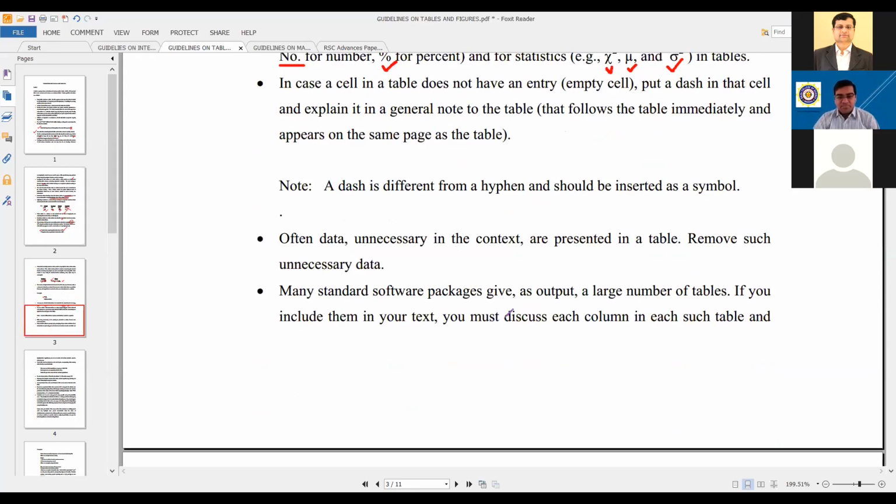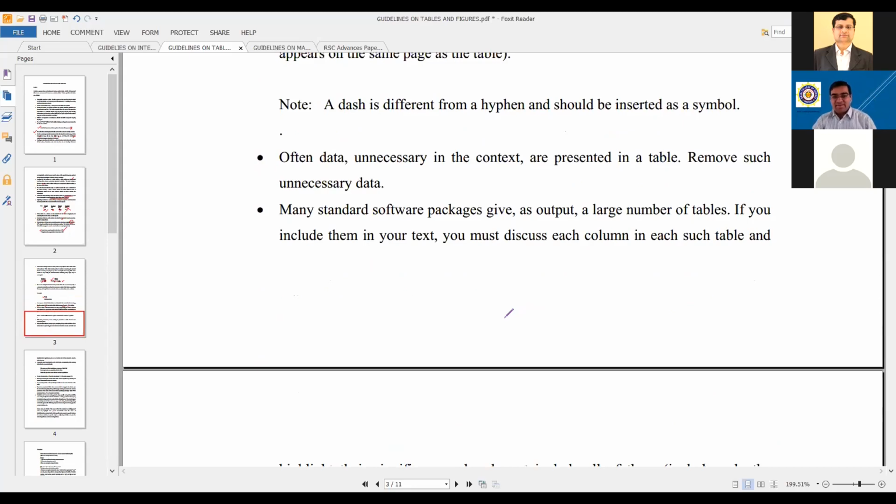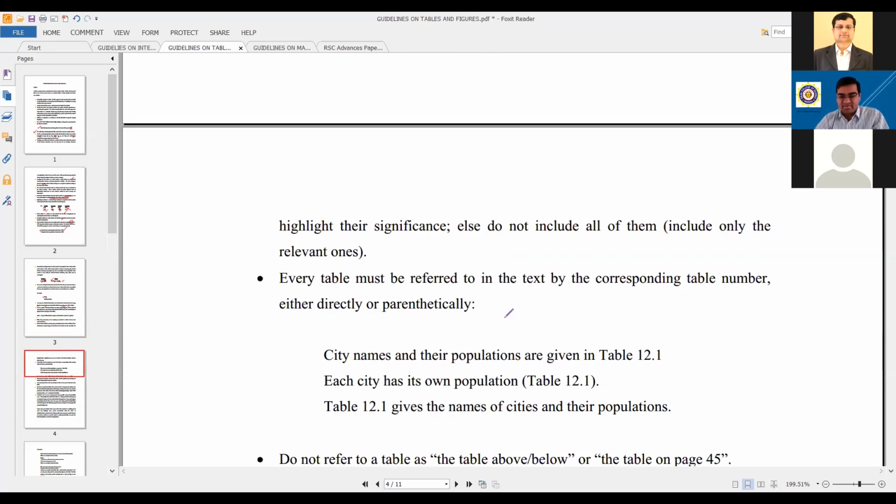Often data unnecessary in the context are presented in the table. Remove such unnecessary data. There are so many things, I will go one by one quickly now. Many standard software packages give as output a large number of tables. If you include them in your text, you must discuss each column in each such table and highlight their significance. Else, do not include all of them.